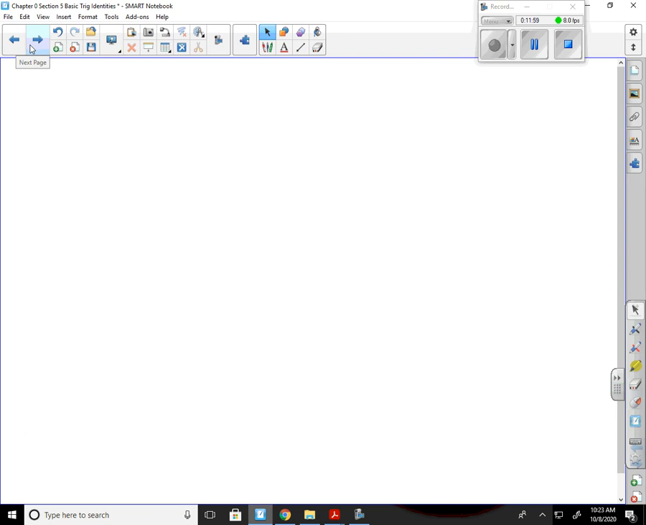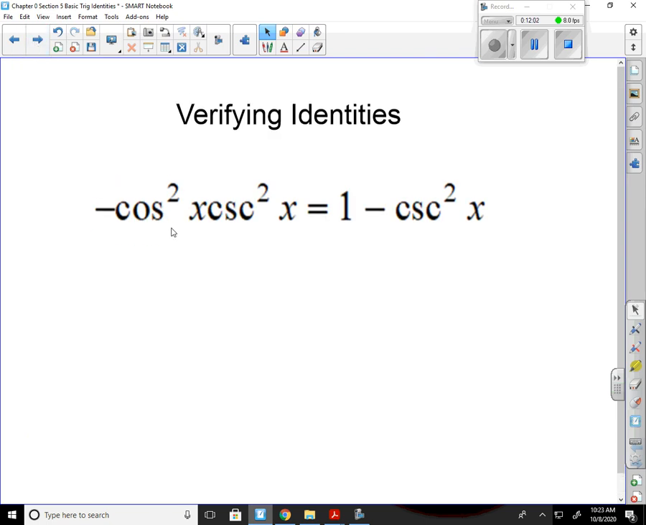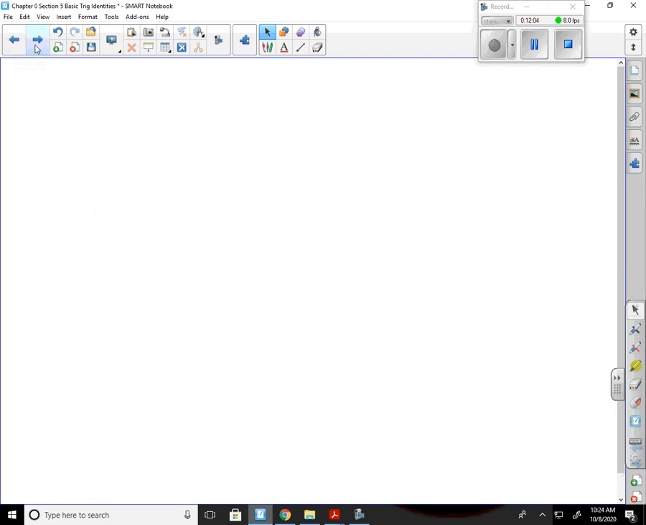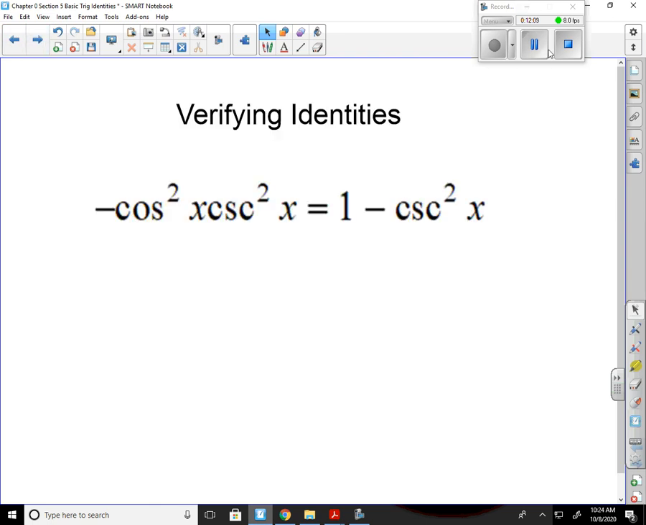Okay, well, I guess we'll move on to verifying identities. Now, this is one of the harder topics, so we're not going to get into it very much. But basically, whenever you're verifying identities, what you always have to do is work with one side of the equation. As we look at which side to work with, you should always choose the more complicated side. The reason for that is it allows you to simplify it.